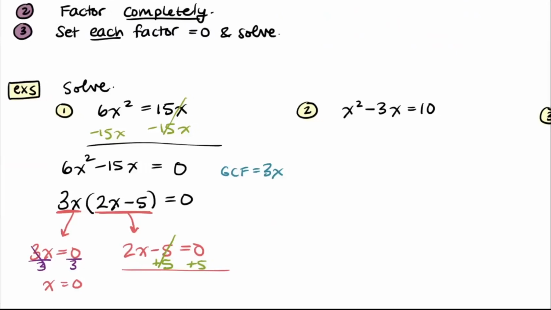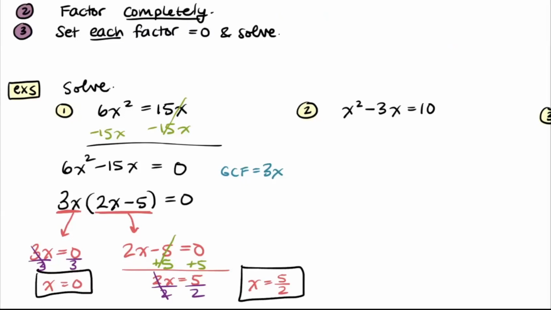That gives us 2x equals 5. And then we will divide by 2 on both sides to cancel the 2 out and get 1x on the left. And that gives us x equals 5 over 2. Now, both of these are answers, x equals 0 and 5 over 2. If we plug those into this here, or this, or the original, we will get a true equation, right?